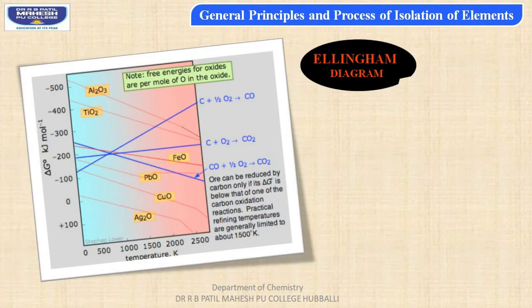From the earlier discussions, it is very clear that ores can be reduced by carbon only if their ΔG° value is below that of one of the carbon oxidation reactions.